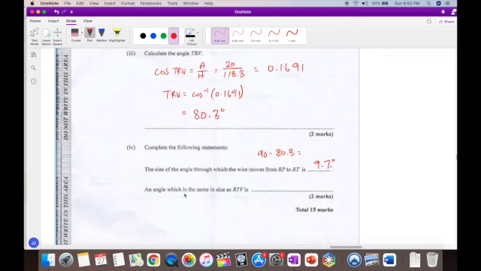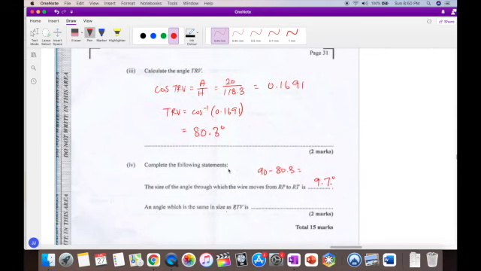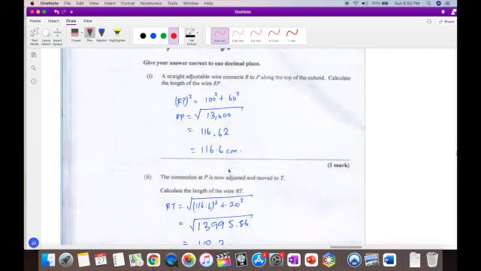And the angle which is the same size as RTV is. An angle which is the same in size as RTV. So RTV is which one?